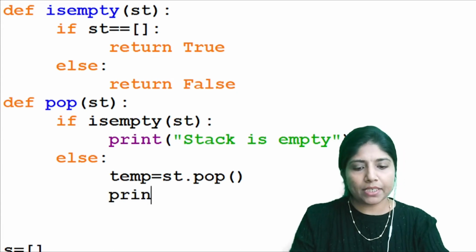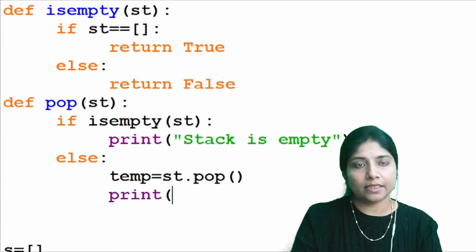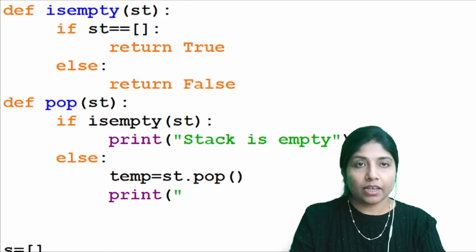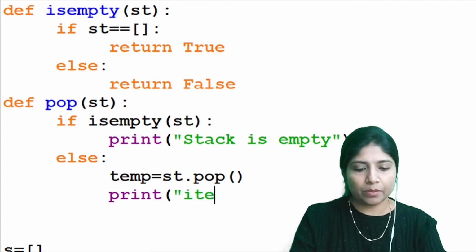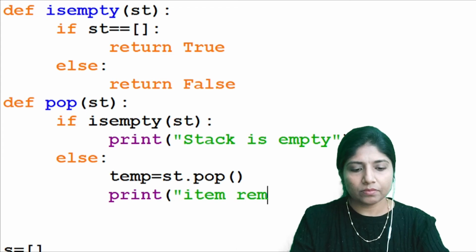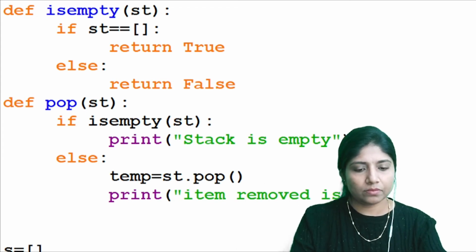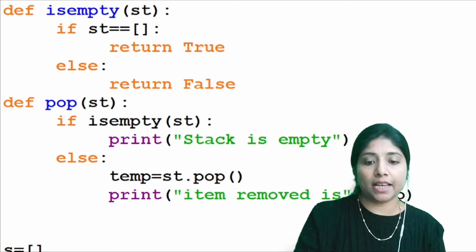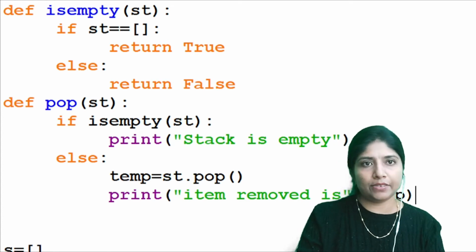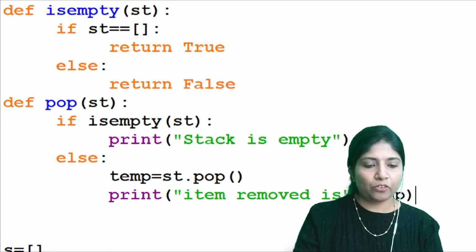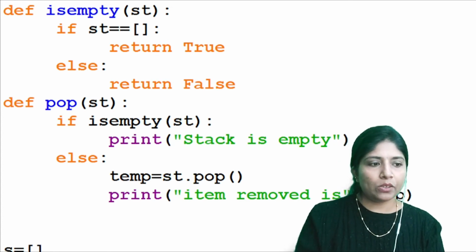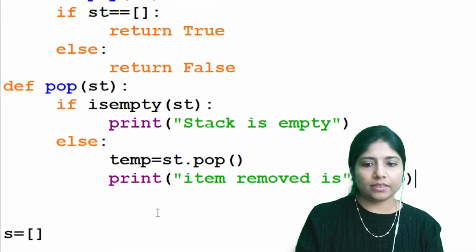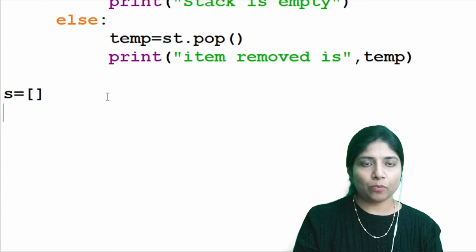Now I can print a message saying that the item removed is inside temp. The item removed is inside temp. I can print and give the message. So pop function is also done. Now we can go and call this function inside our main. So let us call this pop function now.